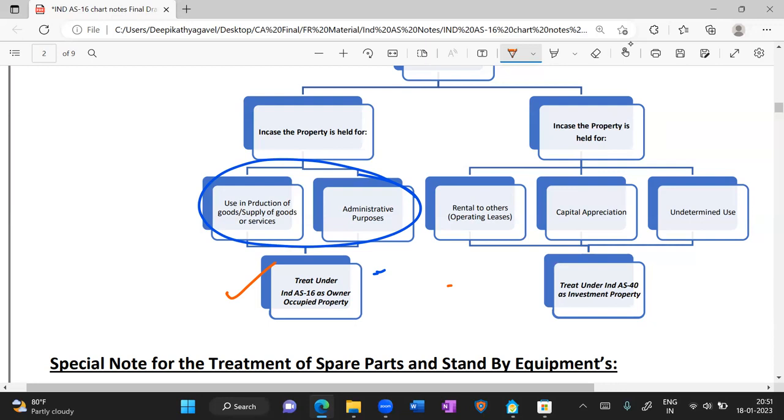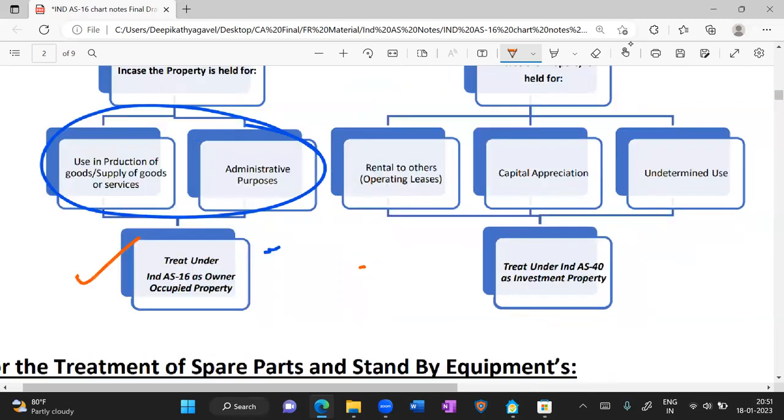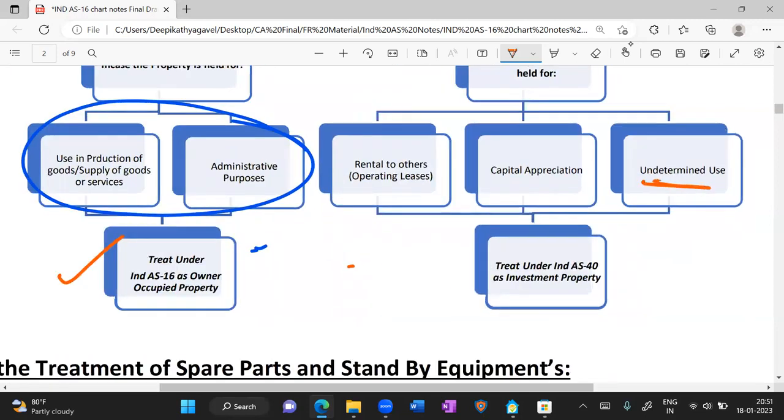Right, so the land was purchased for some undetermined use. In that case also, it will be treated... So when you're purchasing something for an undetermined use, you're purchasing the land, but you don't have any immediate use, so obviously it is for some investment purpose, right? In future, you will feel like, I'll sell it and earn from it. That cost difference will be my gain. So in that case also, it will be treated under IND AS 40, investment property.